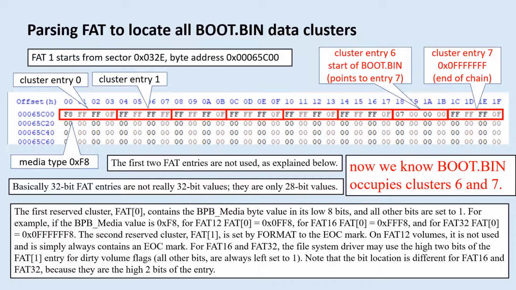To find the clusters for boot.bin, we start with the 6th entry, aka cluster 6, and we get the number 7. That means the next cluster after 6 is cluster 7. Then we go to the 7th entry, and we find it to be a number that is 0 followed by 7 Fs. This terminates the current cluster chain. So for boot.bin, we get clusters 6 and 7.